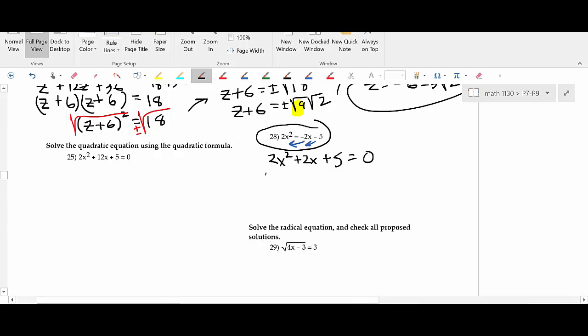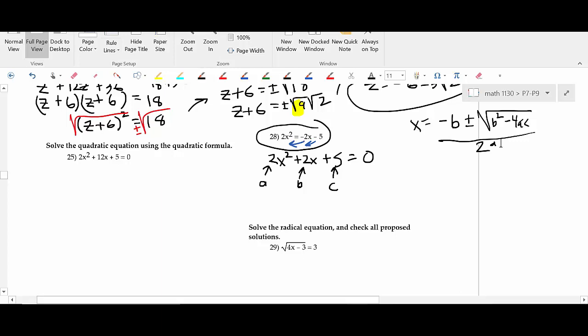So what you do in a quadratic formula, a is the number in front of x squared, b is the number in front of the x, and then c is 5. You want to make sure before you go to the quadratic formula that it's in standard form, one side equal to 0. So the formula is negative b plus or minus square root of b squared minus 4ac all over 2a. Then you just plug in and calculate.